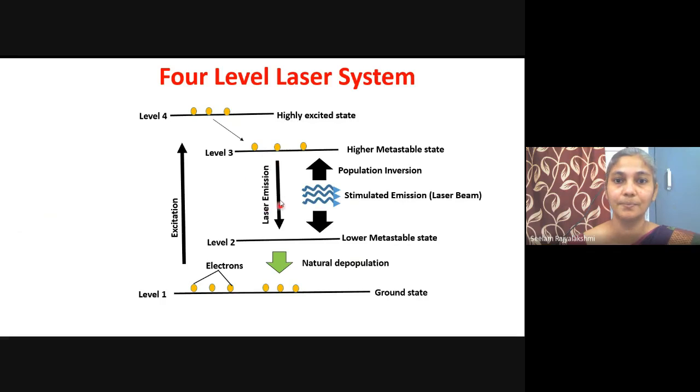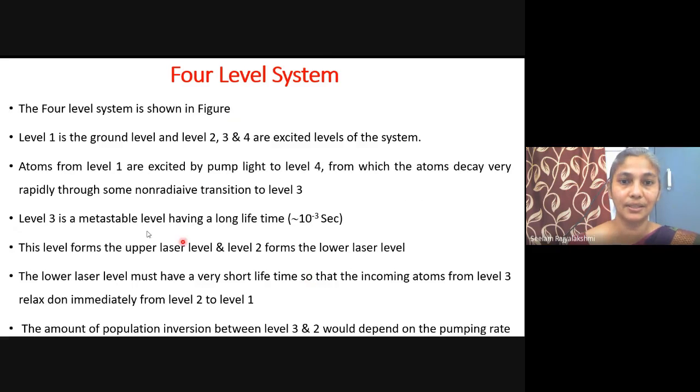This is because of the metastable state, population inversion due to pumping; the lasing action can be seen here. And from the lower laser level, from here to here, we can observe the atoms coming back very fast to the ground state. Already we have seen all these things.